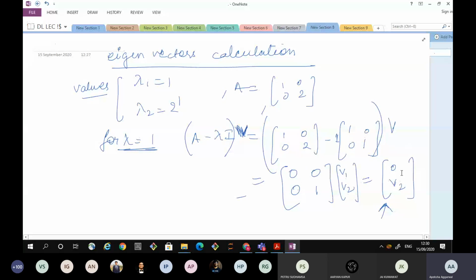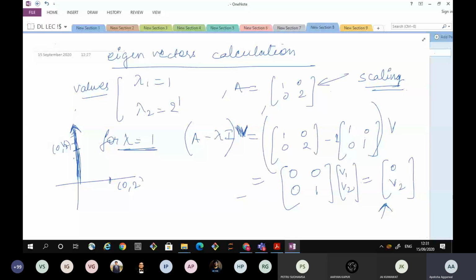So what does this mean? This means that any vector that is on the line 0, 2. This point is 0 comma 2. So 0 comma v2, any v would be over here. So any vector that is in the y direction would remain unchanged if I have this transformation matrix, which looks like A. This is the transformation matrix for a scaling problem. We have already seen that for a scaling problem, my horizontal and vertical vectors remain the same, only their magnitude changes, right? So this is what this whole thing is representing. This is my first eigenvector for lambda equal to 1.